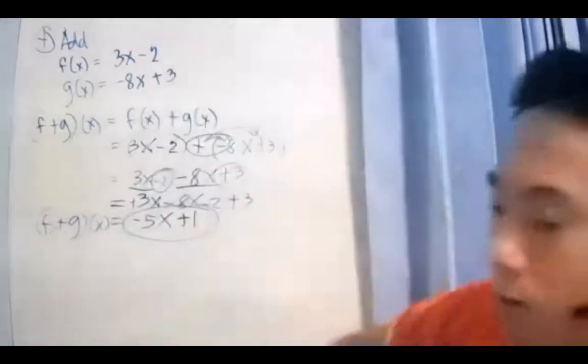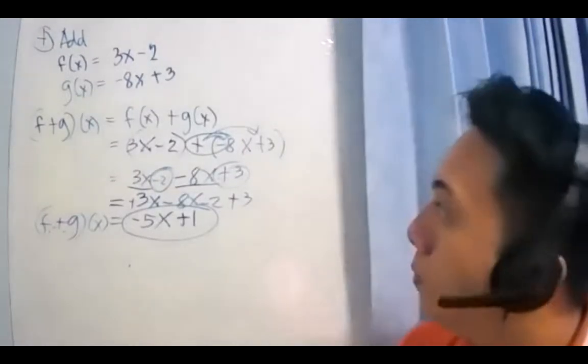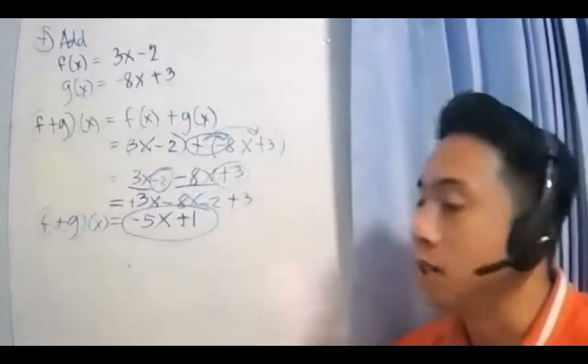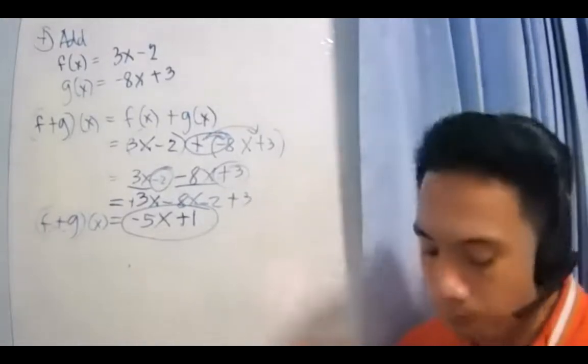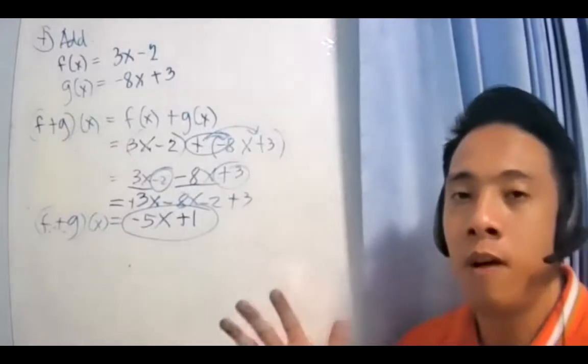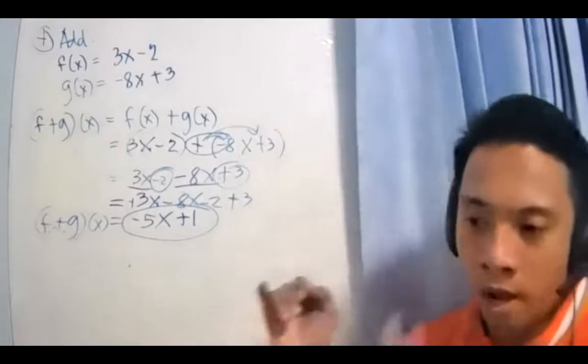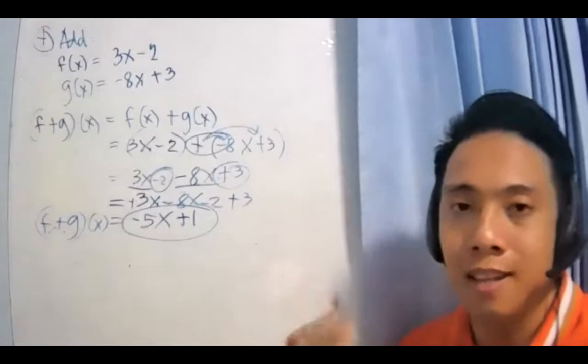Okay, one more example. I will erase now. I will give you time to take a photo or a screenshot of this one. I will give you 10 seconds. 1, 2, 3, 4, 5, 6, 7, 8, 9, 10. Okay, I will erase now.